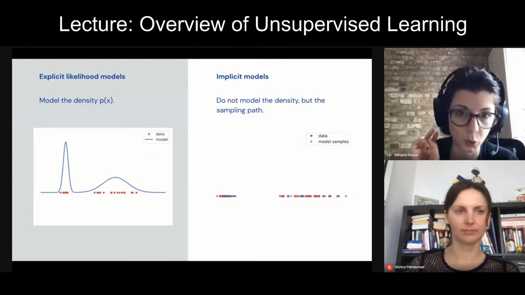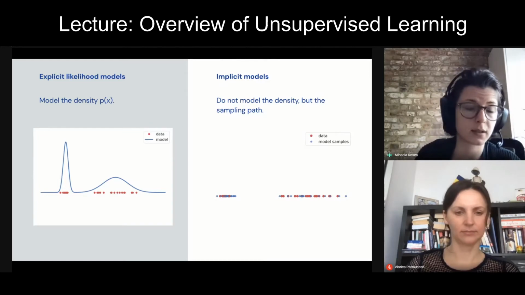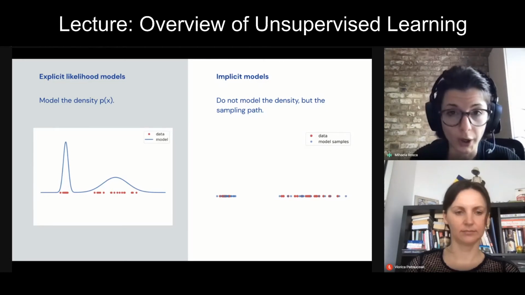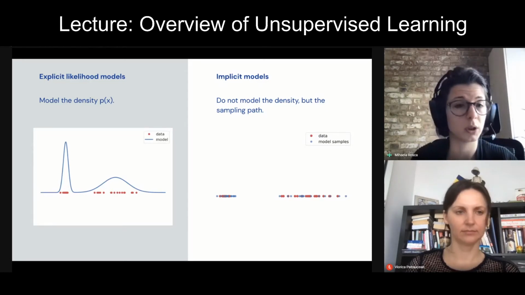And broadly speaking, we're going to go into some concrete examples later on. You have two main choices. The one is between explicit and implicit models. So are you modeling the density directly, P of X? So are you having a density estimator? Then you can answer questions such as, is it likely that this other data point comes from my distribution, and so on.